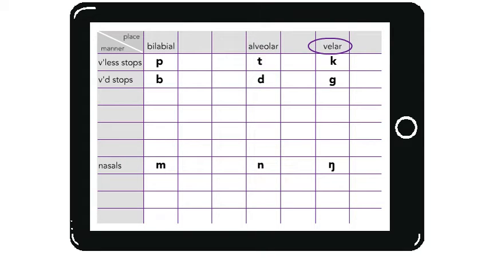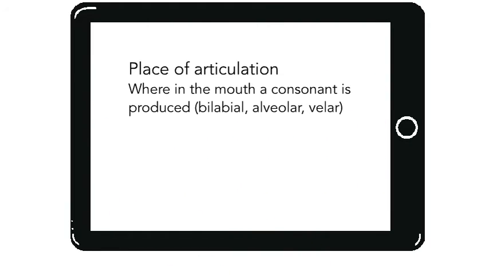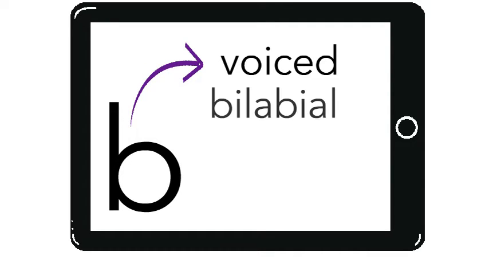Among the stops, the ones that have a hum or a push in them are called voiced, while the others are called voiceless. There are thus three features that consonants can have. Where in the mouth they are produced is called the place of articulation. How they are produced is called the manner of articulation. Then we have the voicing. Linguists thus refer to b as a voiced bilabial stop.